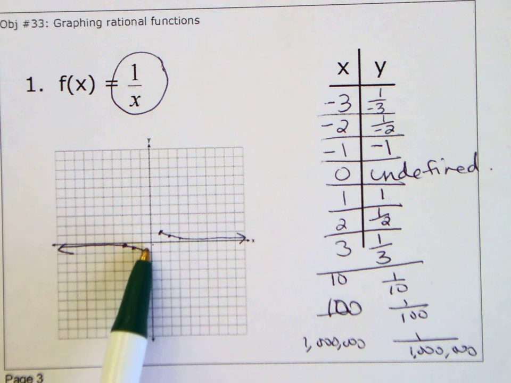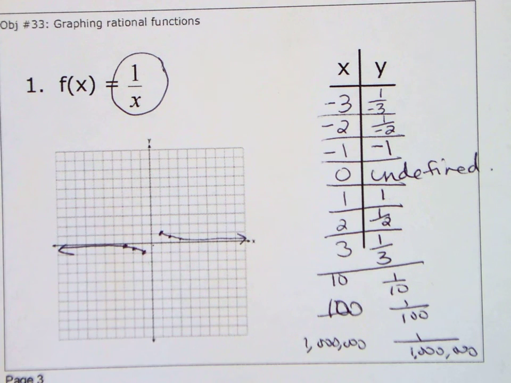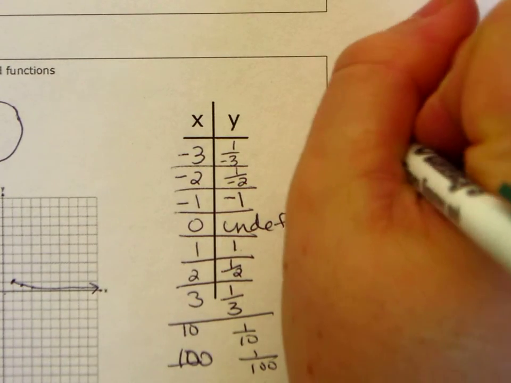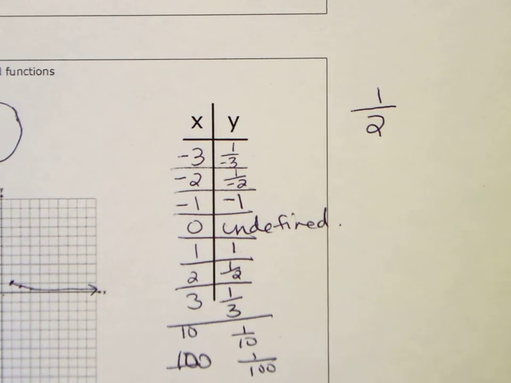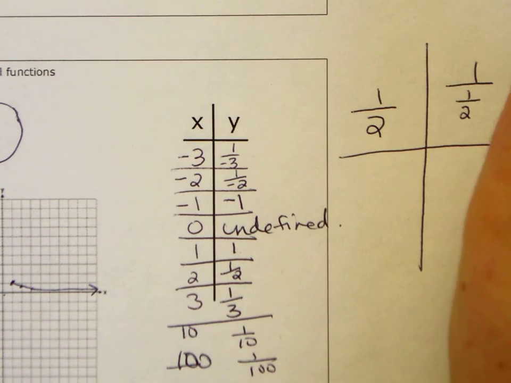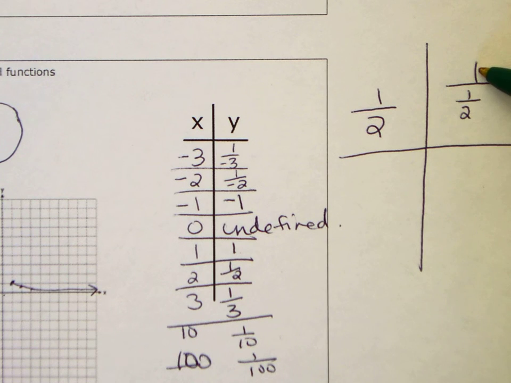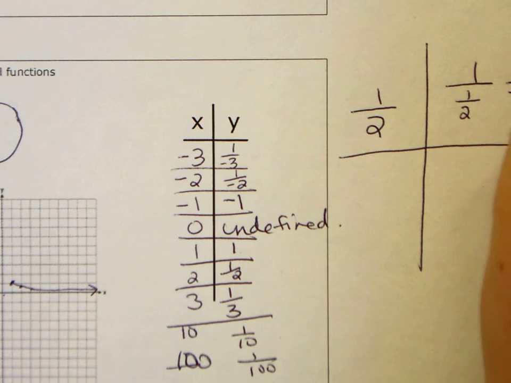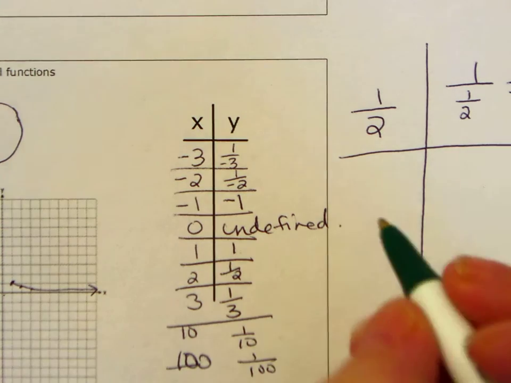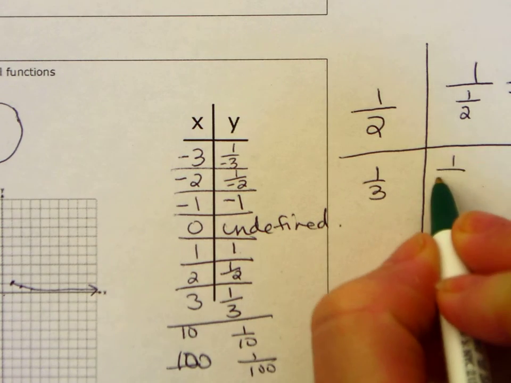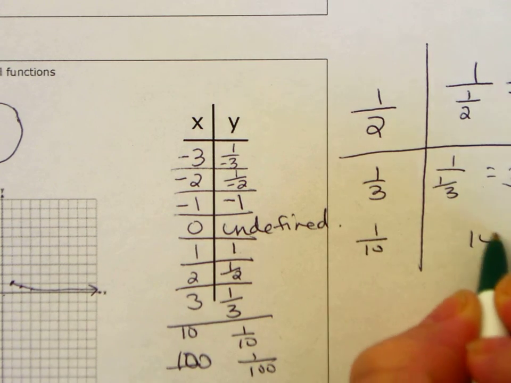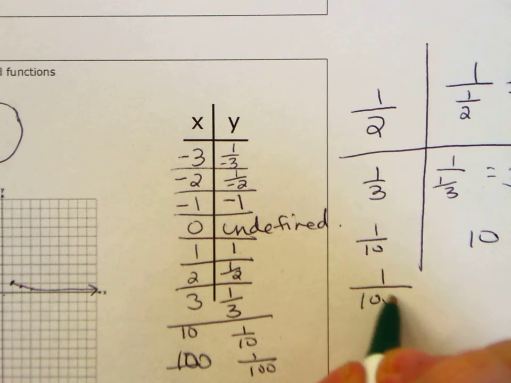Now let's think about what's happening between -a half and a half, or -1 and 1. Let's say I plugged in a half. What do you get when you plug in a half? That's 1 over a half. What's 1 over a half equal to? 1 divided in half is 2. Think of a pizza. You divide a pizza in half, you have 2 pieces. How about a third? That's 3. How about a tenth? That's 10. A hundredth? 100.